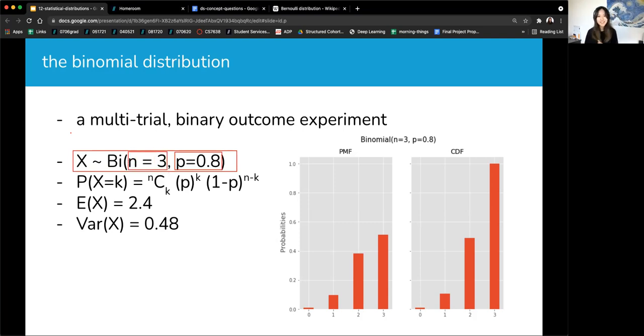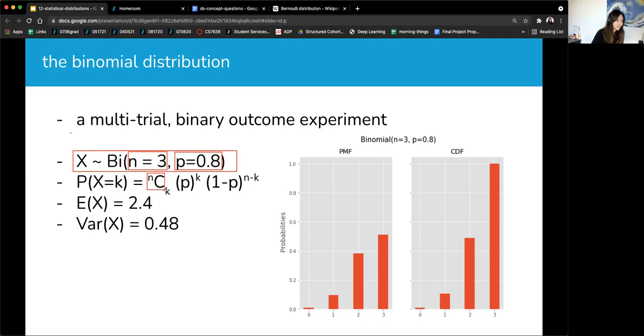An example of this: let's say you're playing basketball, and every time you try and make a basket, you have a 0.8 chance of getting it in the basket. So the way that you set up this kind of experiment, or a scenario where you would use a binomial distribution, is, okay, let's say I'm going to shoot it 3 times. What's the probability that I get in the basket 2 out of 3 times, or 1 out of 3 times, or 3 out of 3 times? So that's a binomial distribution.